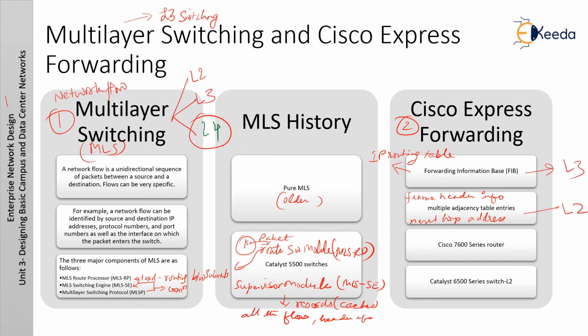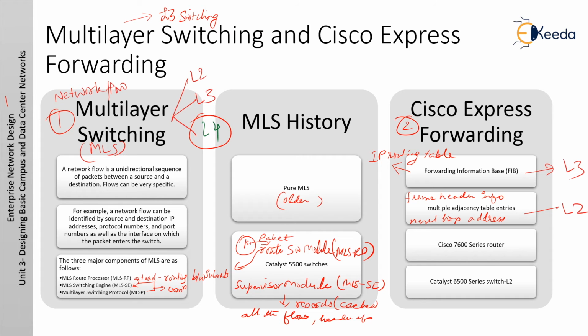Again, I'm going to summarize that multi-layer switching deals with multiple layers. Mainly these are the two layers where switching is performed, and sometimes layer 4 is also included, and this is done by network flow, which is a unidirectional sequence. There are three major components of MLS. First is the MLS route processor and second is the MLS switching engine. The MLS switching protocol is associated with how to schedule these things for communication. This guides how to communicate between these two components.